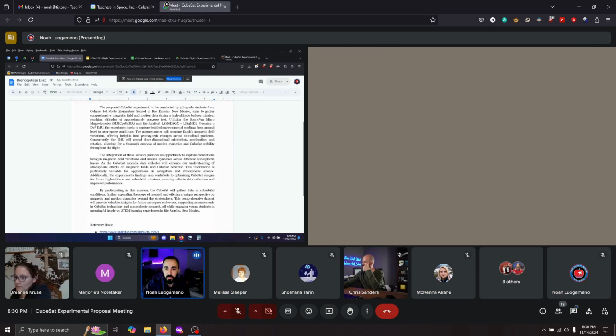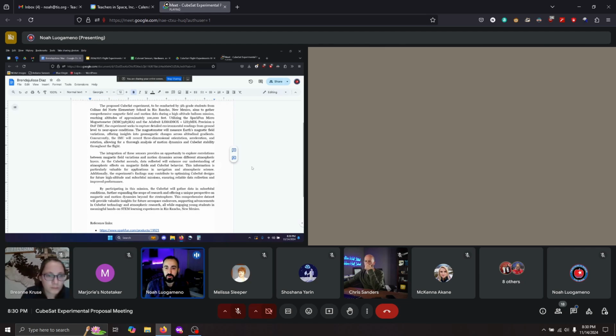All right, so this one says, the proposed CubeSat experiment to be conducted by 5th grade students aims to gather comprehensive magnetic field and motion data during a high altitude balloon mission. So they are going to be using a magnetometer, as well as the LSM6DSOX, which is going to be an accelerometer / gyroscope as well.